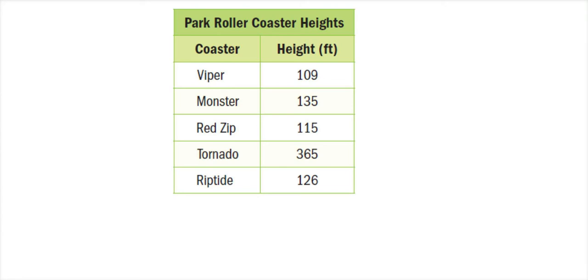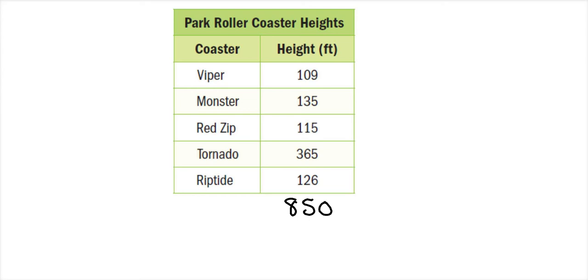Okay, so they're saying that the average height is 170 feet. So let's figure out if that's actually true. So let's add up all of our numbers here. So grab your calculator, pause if you don't have one, go ahead and get one real quick. All right, let's add these up. So we have 109 plus 135 plus 115 plus 365 plus 126. And I came up with 850.